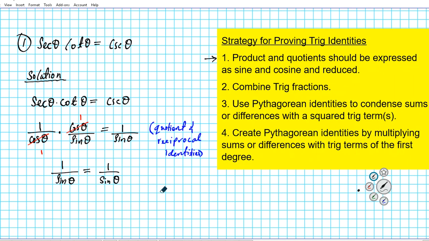Ladies and gentlemen, we've been able to accomplish the proof to show that the right and the left sides are the same. The final step was just to simplify what we had.